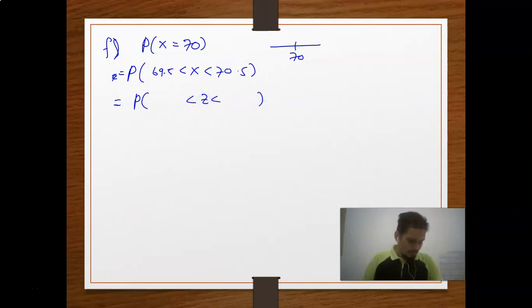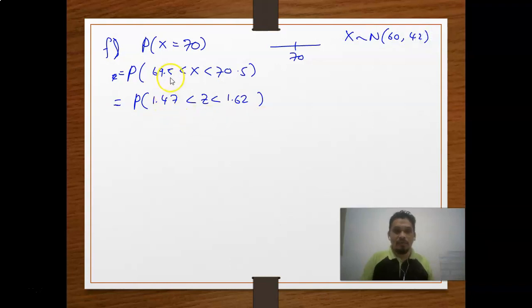This gives you 69.5 minus 60 divided by the square root of 42, and 70.5 minus 60 divided by the square root of 42. It gives you 1.47 and 1.62. Yes, that's it, because it is normal with mean 60 and variance 42.